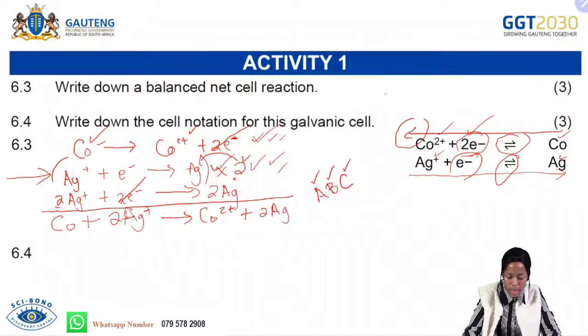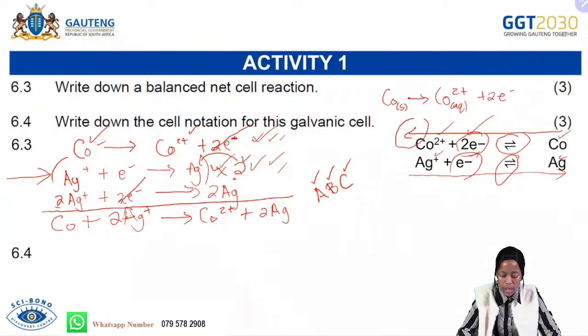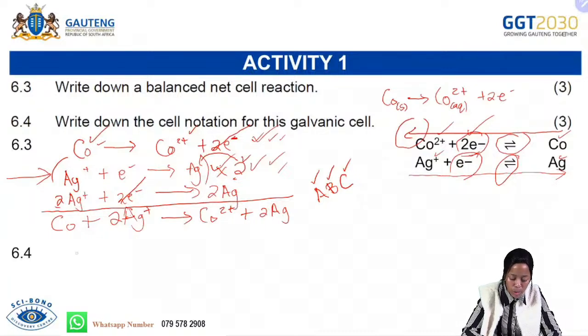Okay. So when it comes to the anode, we have this here. We have Co, and then we have Co2+ plus 2 electrons. This one is a solid, this one is aqueous. So just to show you the phase separators, we are going to start with the anode. So we'll write anode solid.